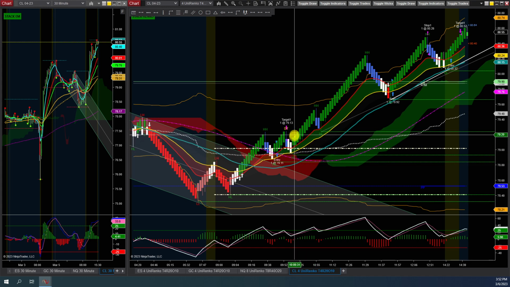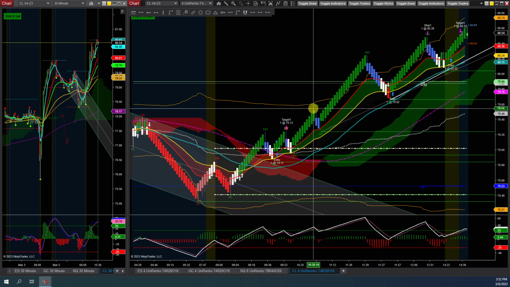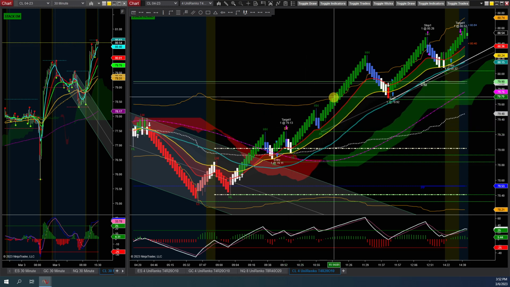I did not take this one. This entry would have been okay, and you also have a breakout of the compression here. If you see that area there, you do have some compression, and then you have a breakout of it. I did not take that one, neither did I take this one here.